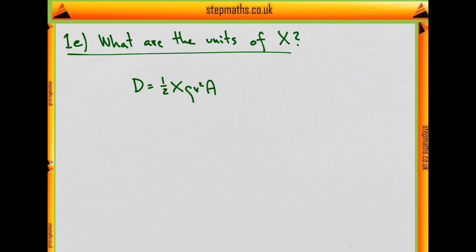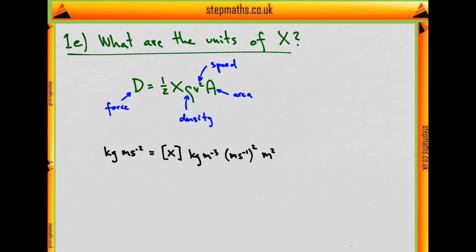On a similar note, in part E, we are supposed to figure out what the units of x are, of a quantity x, which figures in this formula for drag in terms of the density of the medium, speed, and area. So this is what all the different quantities are: force, density, speed, and area. And if you want, you can now stop the video and try and write down the SI units for each of these 4 quantities. So force, as we know from the previous section, is kilogram meter per second per second.